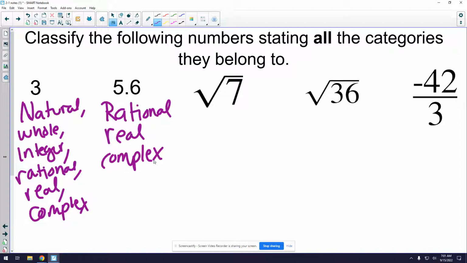Square root of 7. Type that in your calculator. Square root of 7. When you do, you get 2.64575, blah, blah, blah. That does not end or repeat. It cannot be turned into a fraction. That is irrational. Still real and still complex.